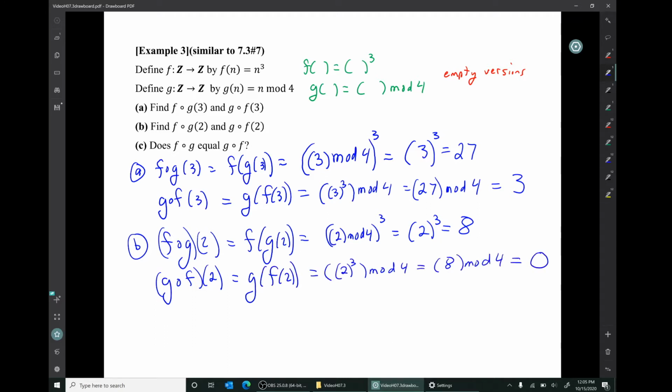So notice that f circle g of 3 is the number 27, g circle f of 3 is the number 3. Notice that f circle g of 2 is the number 8, but g circle f of 2 is the number 0. So question C is easy. Those functions are definitely not equal.